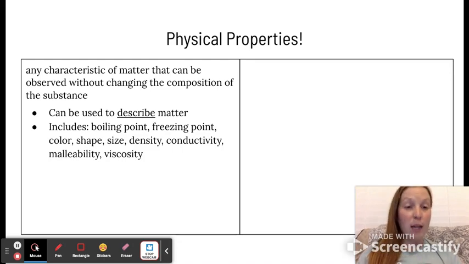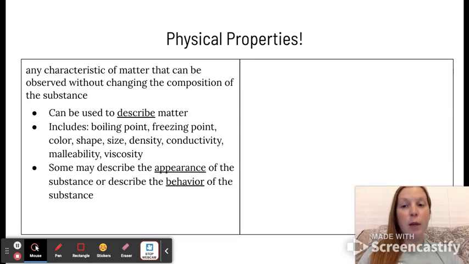Your phases, boiling point, freezing point, those temperatures that are used to measure when a change occurs. Color, but be careful with color, because it can also fall as a chemical property. Shape, size, density, conductivity, malleability, viscosity, just to name a few examples.